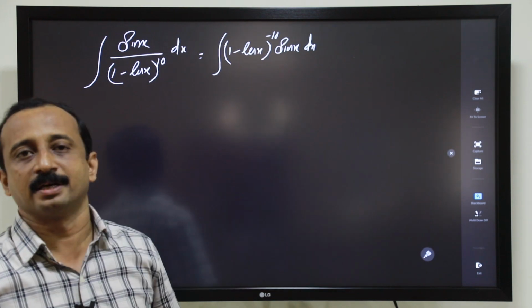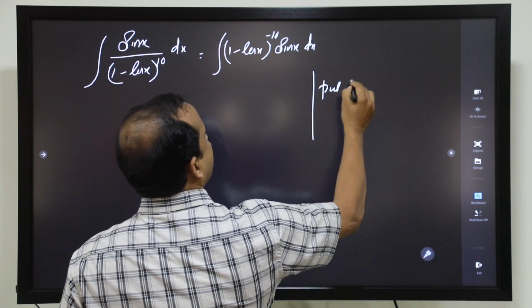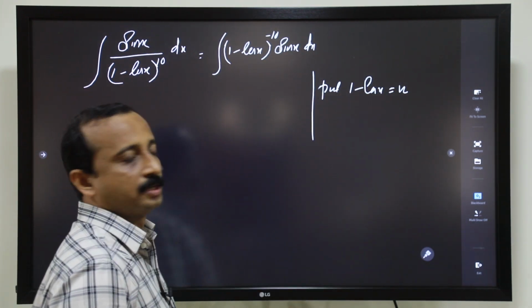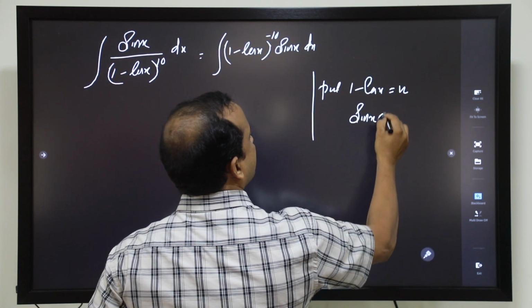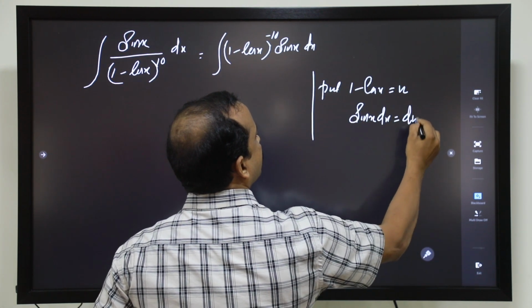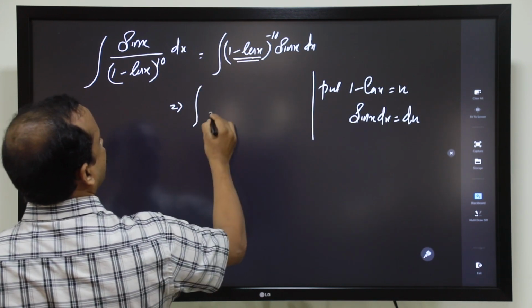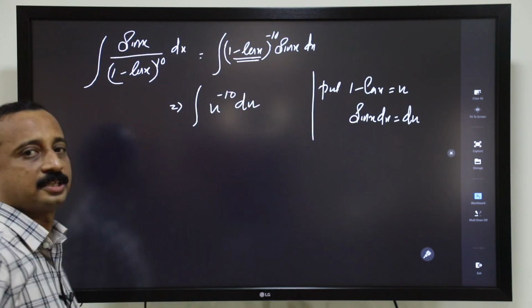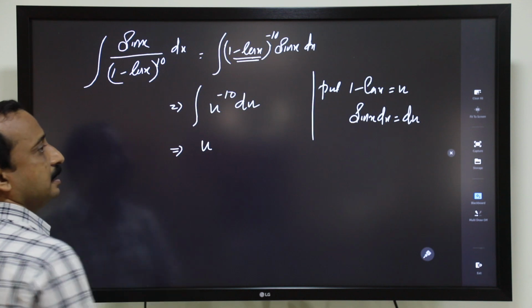You know the derivative of 1 minus cos x is plus sin x. So, first we put 1 minus cos x is equal to u. Derivative of 1 is 0 and derivative of minus cos x is plus sin x, so sin x into dx is equal to du. That implies integral of, here 1 minus cos x corresponds to u raised to minus 10 and sin x into dx corresponds to du.